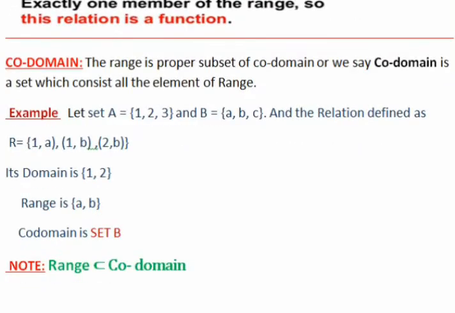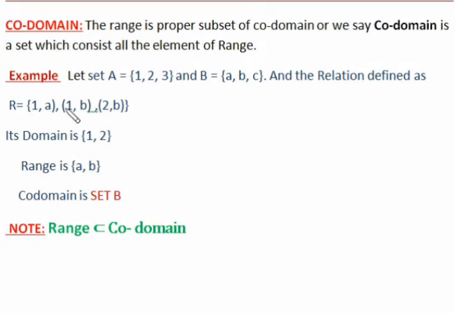Now next thing is, what is codomain? The range is a subset of codomain. This is a very noticeable thing, that range is always a subset of codomain, or we say that codomain is a set which contains all the elements of the range. Let us take an example.